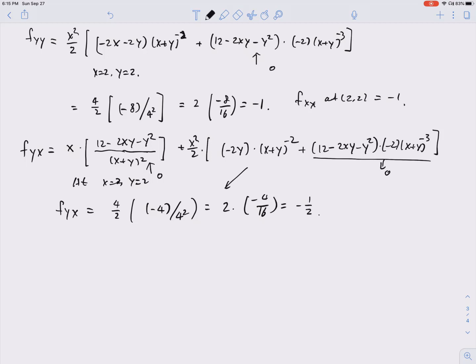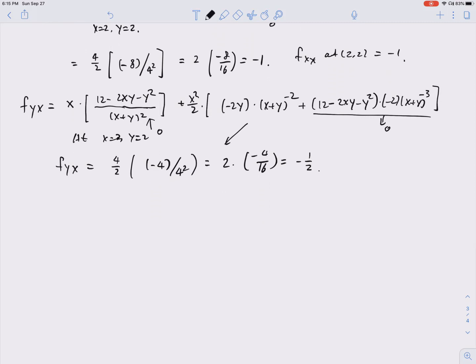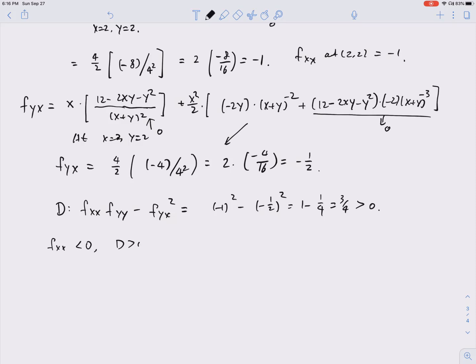Okay, and there is no doubt that now we're going to be able to find D. D is fxx times fyy minus fyx squared, and that's going to be negative 1 squared minus negative 1/2 squared, and that's 1 minus 1/4, and that's 3/4. That's positive. So we have fxx is negative and D is positive. So 2, 2 is a local maximum.